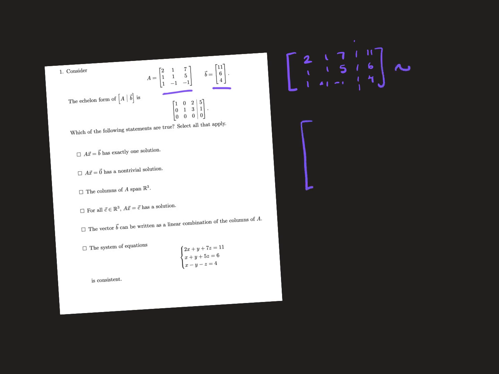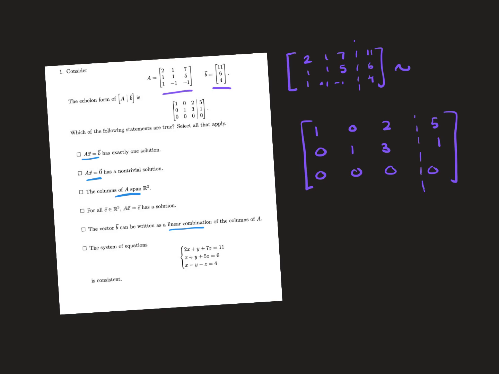At the end, we ended up with this row reduced matrix: 1, 0, 2, 5; 0, 1, 3, 1; 0, 0, 0, 0. And then we're asked to answer several questions about when different matrix equations have solutions or don't have solutions, whether the columns span R3, or if a certain vector can be written as a linear combination. All of those we can answer if we consider the pivot positions in our echelon form or reduced echelon form of the matrix.